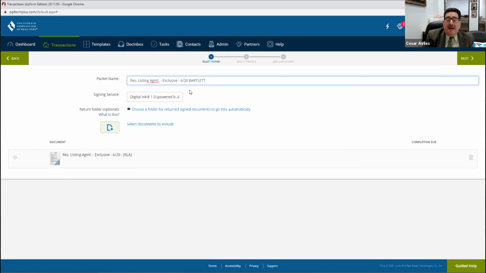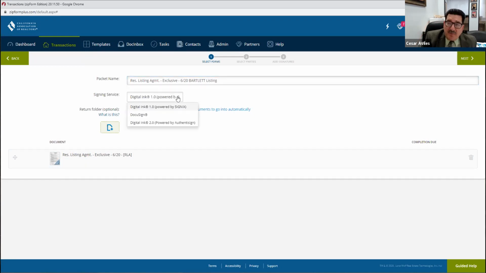So I'm gonna call it Bartlett listing, just that way I don't get confused, right? I am gonna be using digital ink. Everybody that is a member of California Association of Realtors gets digital ink included with your dues. Now, some people pay extra for DocuSign, and some other people pay extra for a digital ink #2, which is authenticating. So this one, digital ink #1, is free. It's included with your membership in the California Association of Realtors.